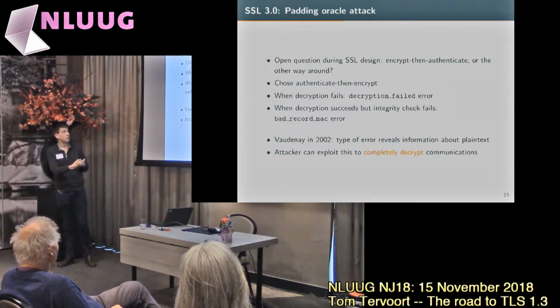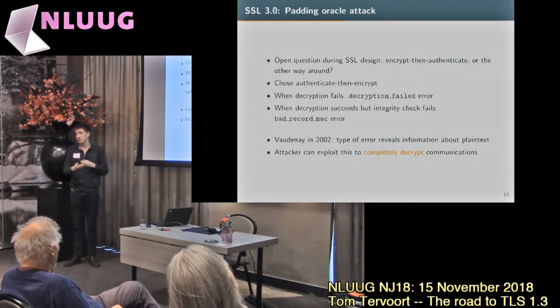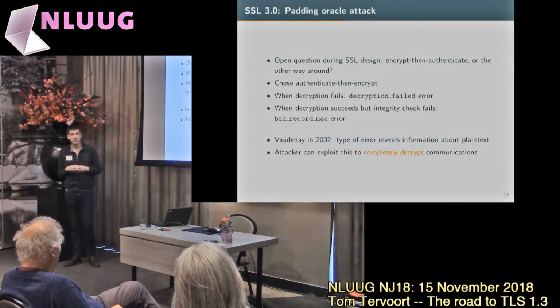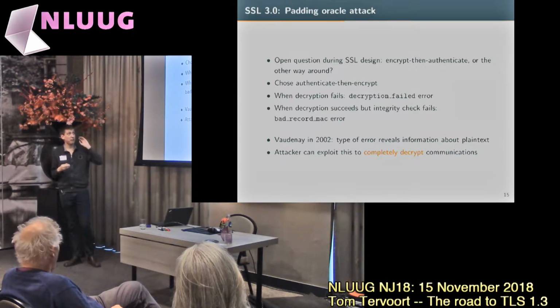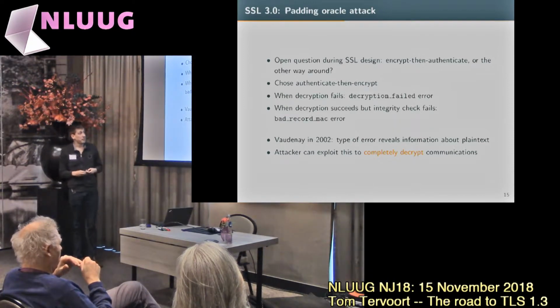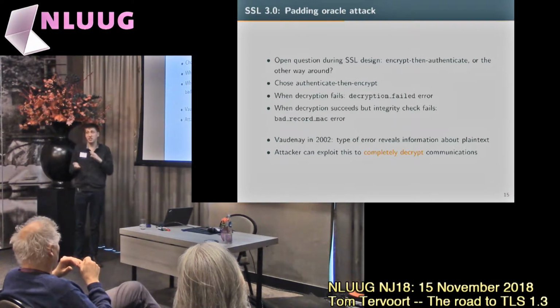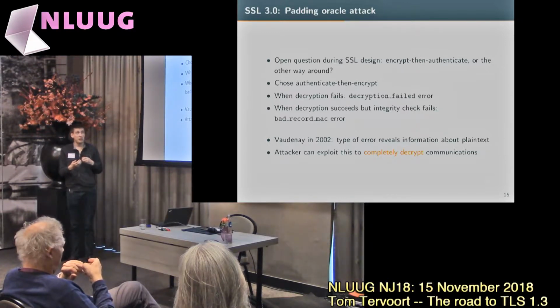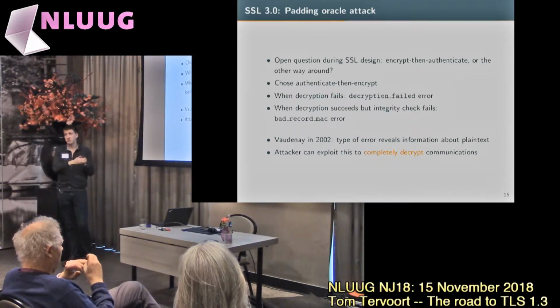then we encrypt. Also, when decryption fails, because, for example, the message was incorrectly padded, then a specific error message called decryption failed would be sent back by a server. But when decryption succeeds, and then the integrity check fails, you get a different error message. Well, in 2000, this was not seen as that big of a problem, but in 2002, Vaudenay discovered an attack where you could look at the type of error message that a server was sending after you've tampered with the message yourself.